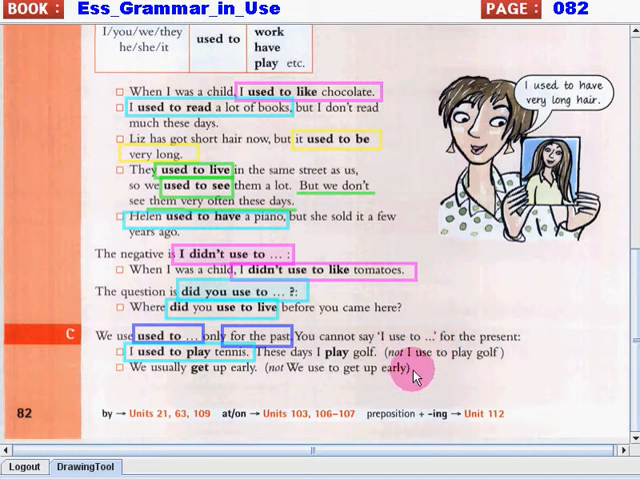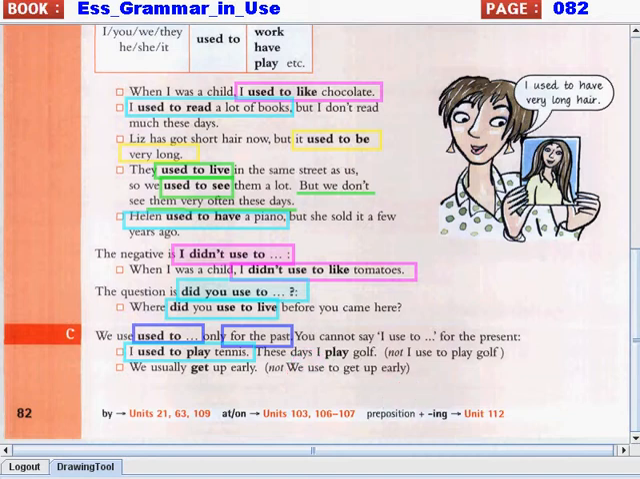Another one: we usually get up early. We will not say "we used to get up early," because that's another meaning and the grammar is not correct. When you say we usually get up early, that means most of the time you get up early. But if you say "we used to get up early," that means before you woke up early, but now not anymore. And also this is a grammatical error because the word "used" should be in the past tense.